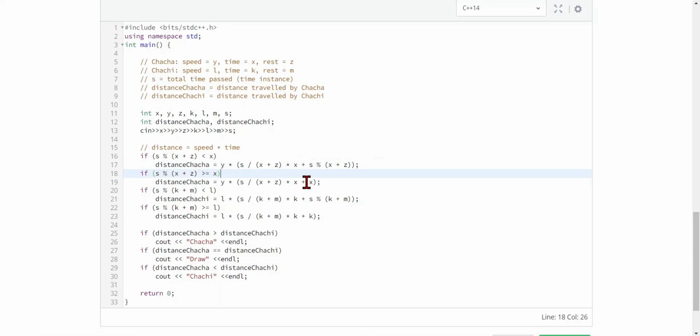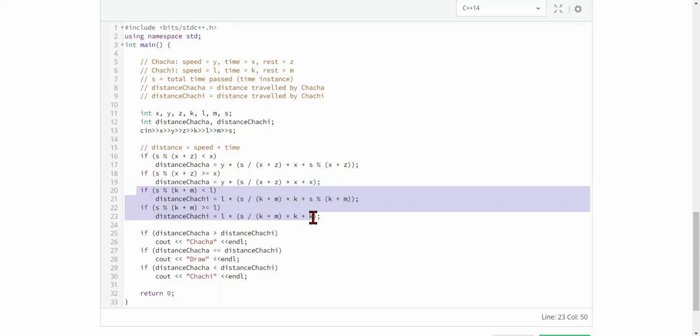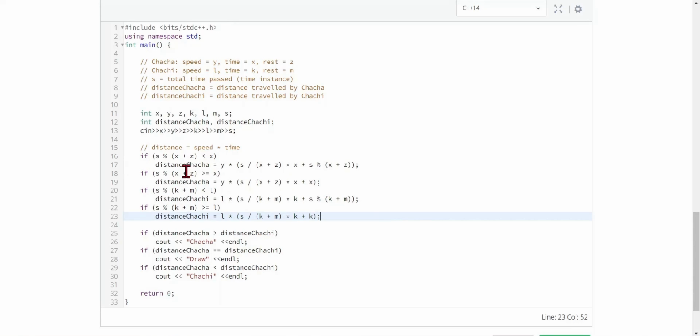But in the case where the extra leftover time is greater than or equal to x, we need to consider only x. So everything is the same, the speed into time: the number of time cycles into the time for which Chacha is running, plus x. So this is how we have calculated the distance traveled by Chacha within s seconds. We have a similar approach for Chachi. So we have obtained the distance of Chacha and the distance of Chachi.